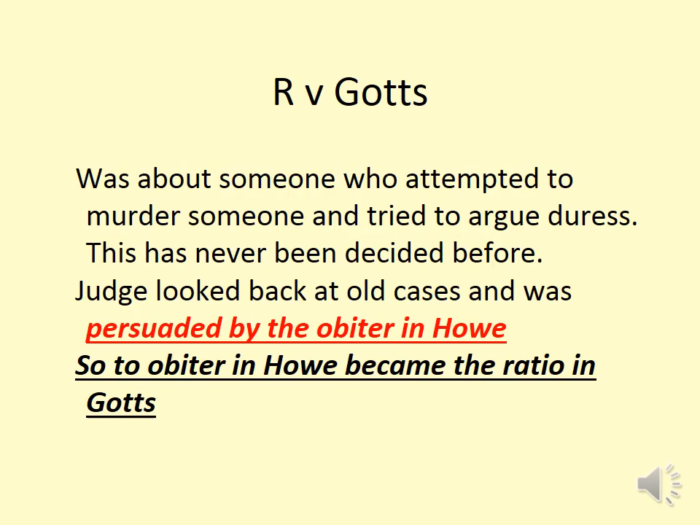What I'd like you to do now is pause the video and write down for yourself a definition of ratio decidendi, a definition of obiter dicta, and an overview of what happened in the cases of R and Howe and R and Gotts. Quite wordy and quite complicated in parts, but once you've got your head around it, you'll be absolutely fine. So pause the video here and then come back to the next section.